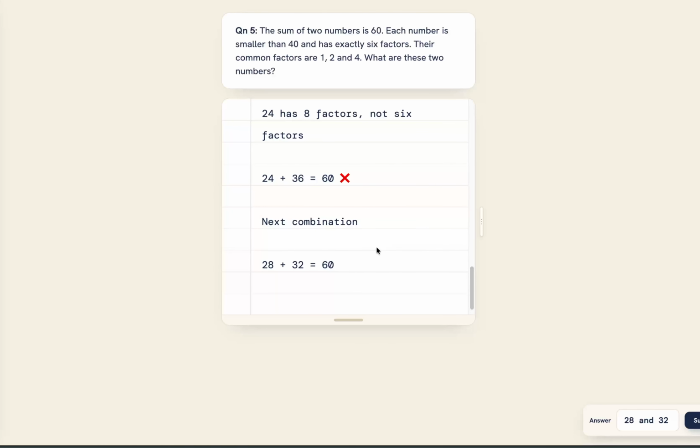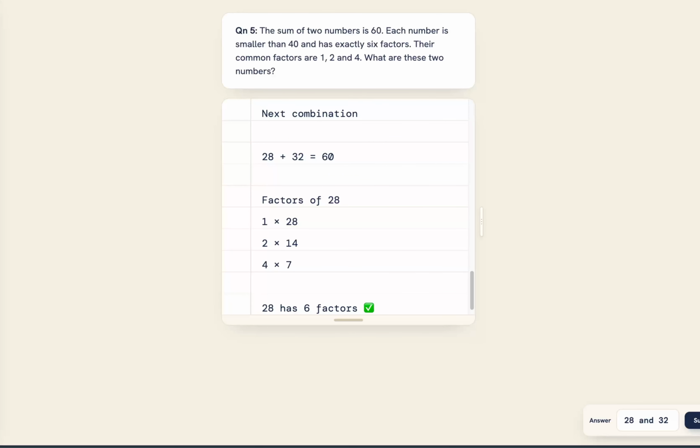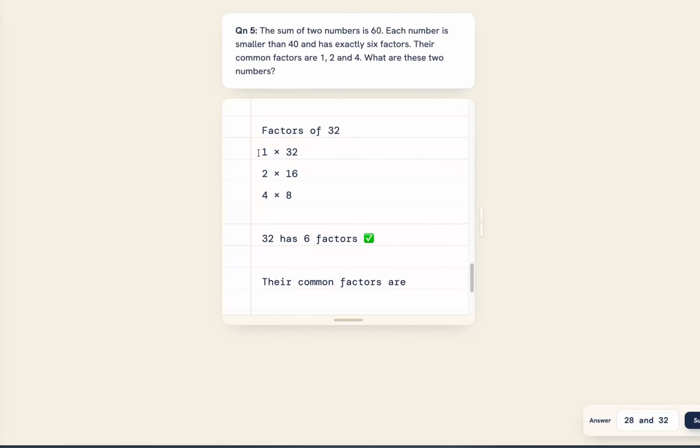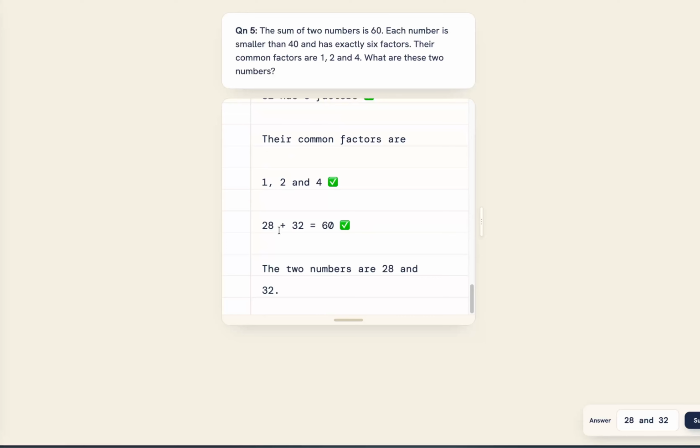So for 28, factors of 28, we have 6 factors, which is good. Then for factors of 32, we also have 6. And their common factors are 1, 2, and 4. Therefore, the common factors are 1, 2, and 4. Therefore, the two numbers are 28 and 32.